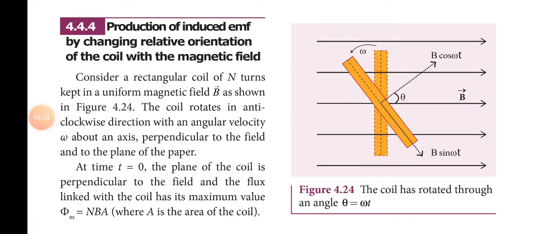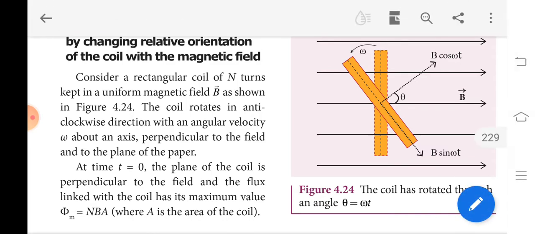And next, an important five-mark question: production of induced EMF by changing the relative orientation of the coil with the magnetic field. First of all, consider a rectangular coil of N turns kept in a uniform magnetic field. The coil rotates in the anti-clockwise direction. This is figure 4.24. The coil will be rotated in the anti-clockwise direction.